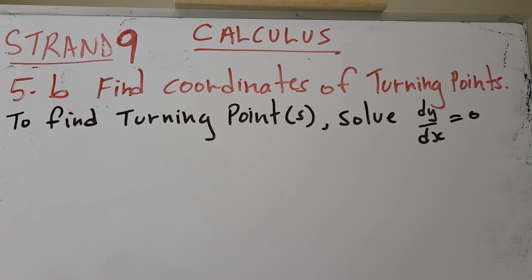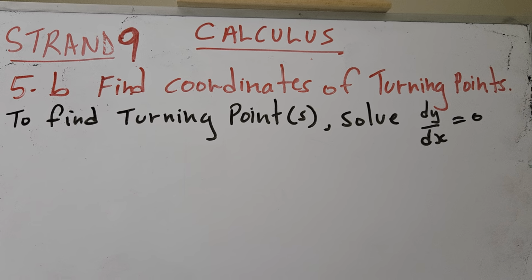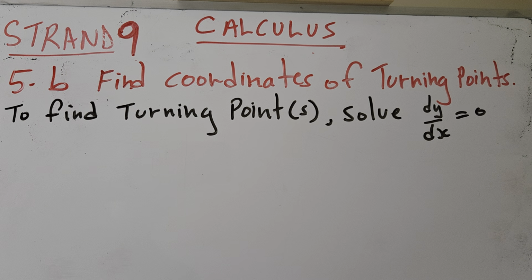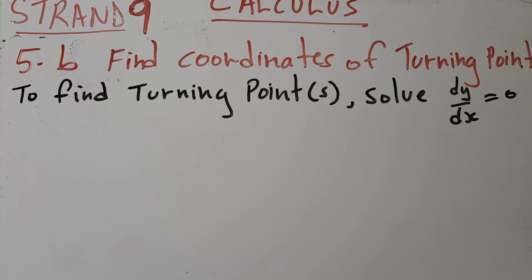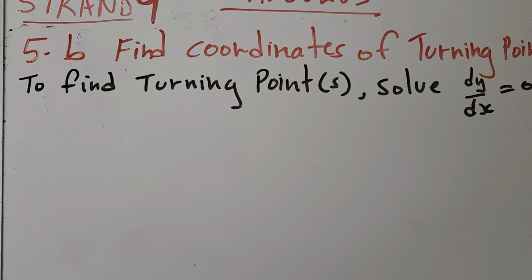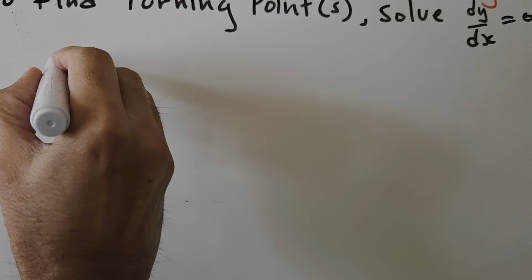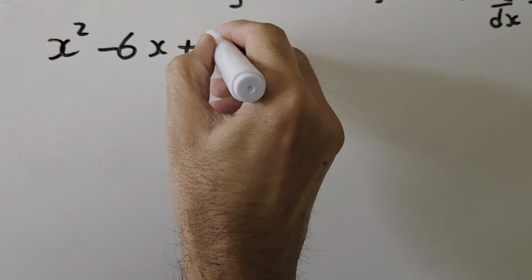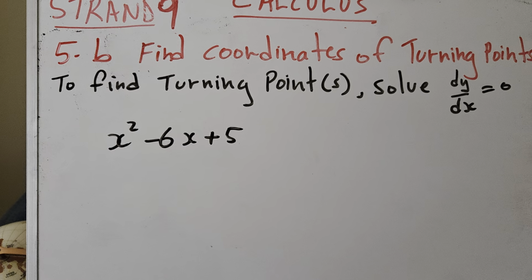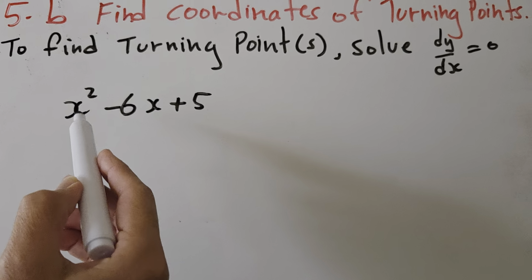Strand 9, question number 5, part B. Find the coordinates of the turning points. In part A, we differentiated a function to find dy over dx, and our dy over dx was x squared minus 6x plus 5. That was our dy over dx in the previous question in part A.